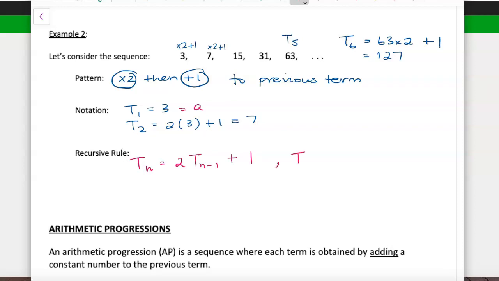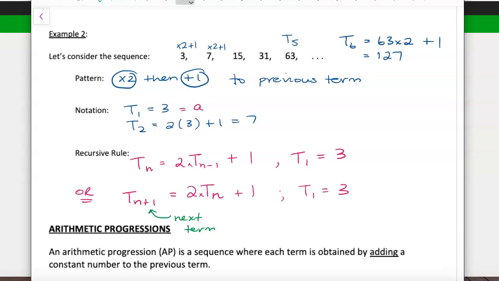But we must have a starting term. Our first term is 3. Or we could write this recursive rule as starting with tn plus 1 to get the next term. This is why n plus 1 is often used. We must use a current term, which would be tn. We're going to times it by 2, and we're going to add 1, where our first term is 3.